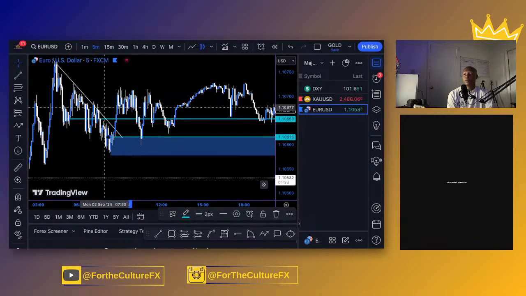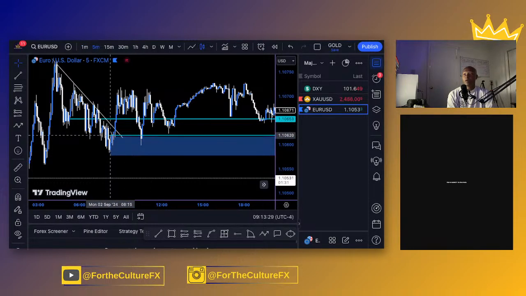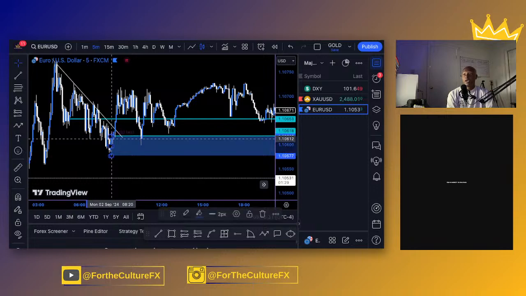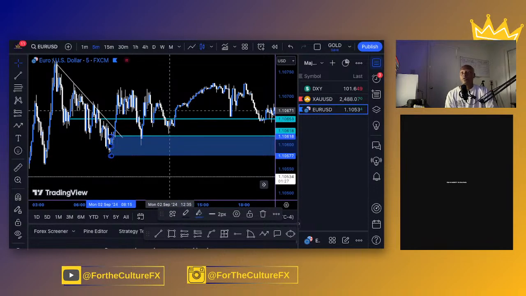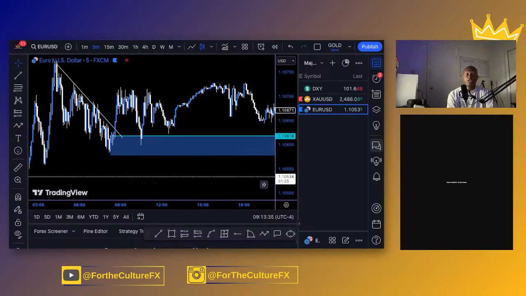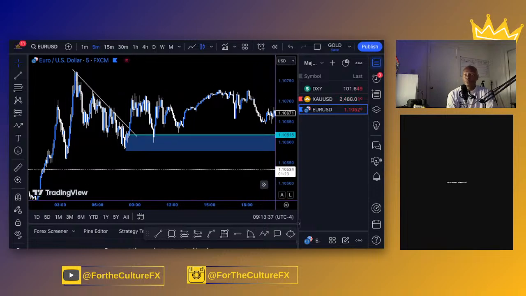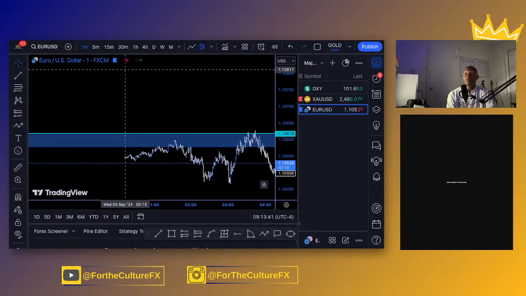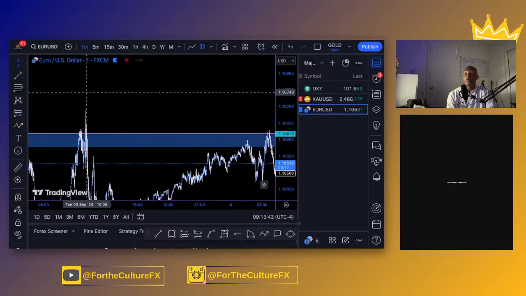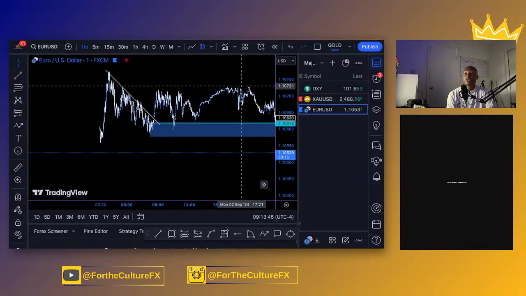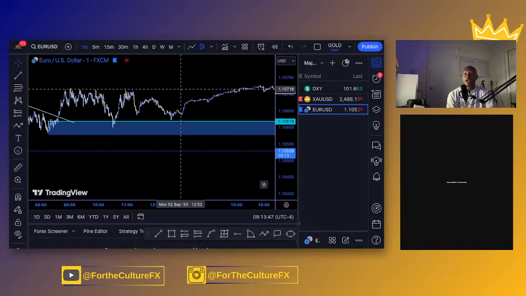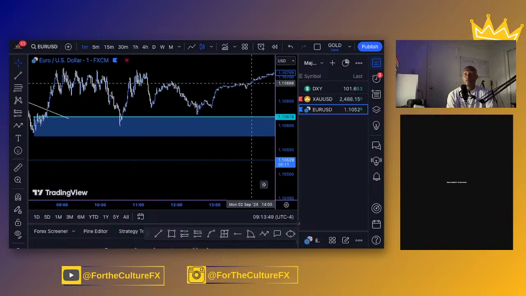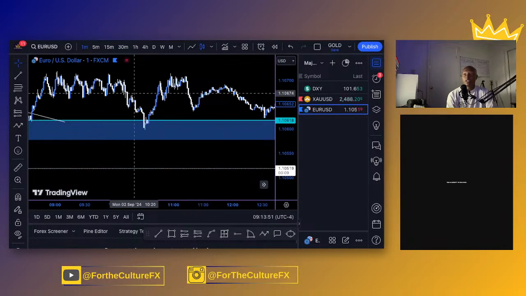So I believe it was this 5 minute. I had an alert set there, and you can go to the live stream on Monday and rewatch it. But when price came to this level here, I went down to the smaller time frame, the 1 minute time frame, and I wanted to get in on the first bullish candle that happened after price tapped into this level.